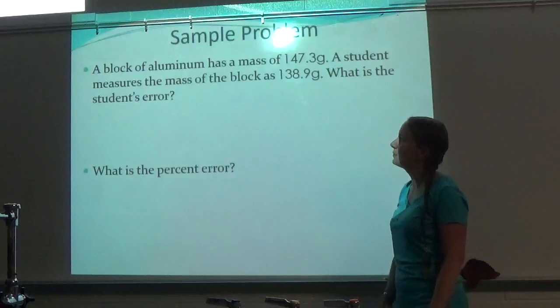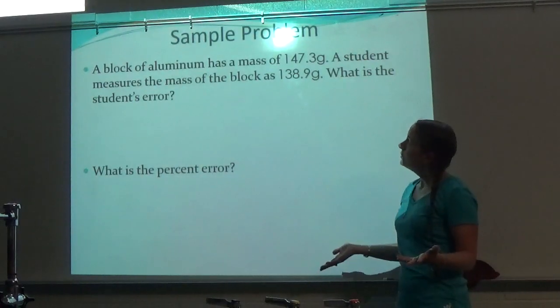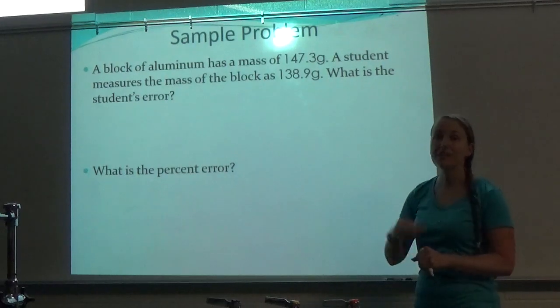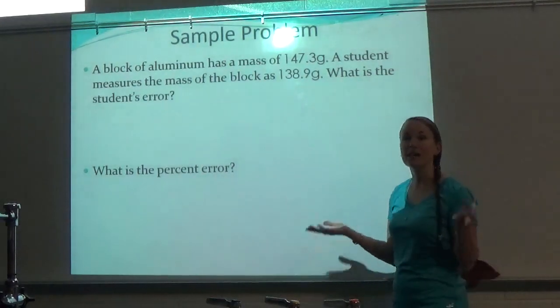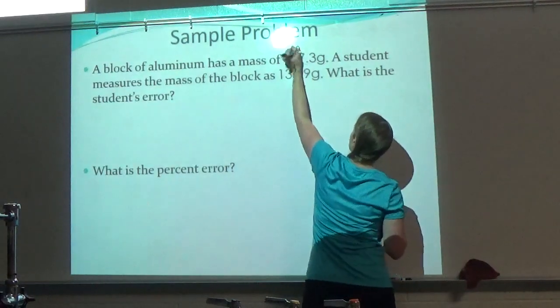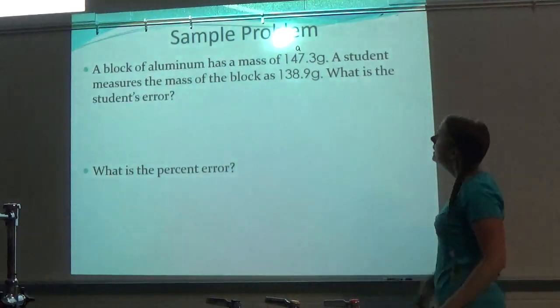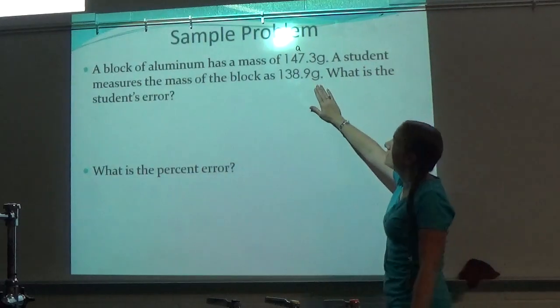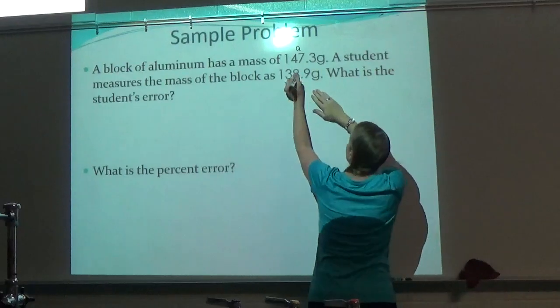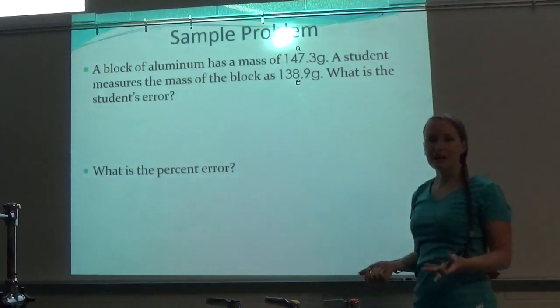So let's look at an example. It says a block of aluminum has a mass of 147.3. So it's telling me that is the mass. Would that be the accepted or the experimental? Well, that would be our accepted or actual. So I'm just going to put an A above. A student measures the mass of the block as 138.9 grams. Since a student did this, this is my E or my experimental.